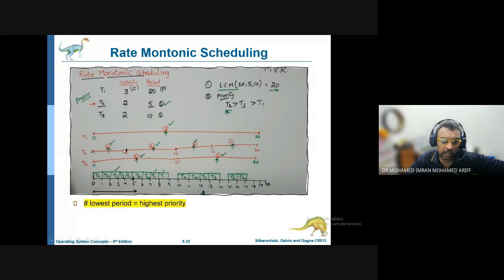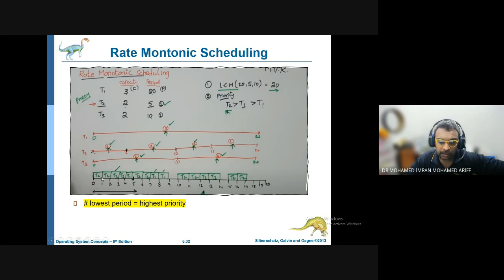Okay, habis. T2 pula, for every 5, dia buat 2. 5, this becomes 10, buat 2. 15, 2. 20, 2. T1, sepanjang-panjang 20 ni, 3 saat sahaja. Okay? Alright, now we draw the diagram.